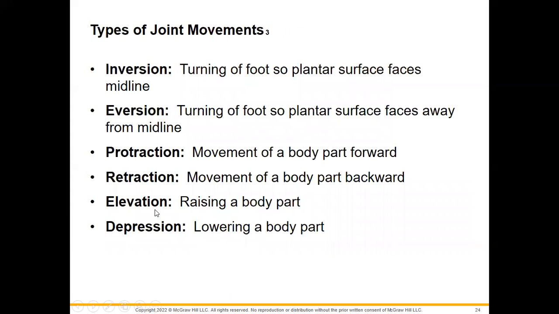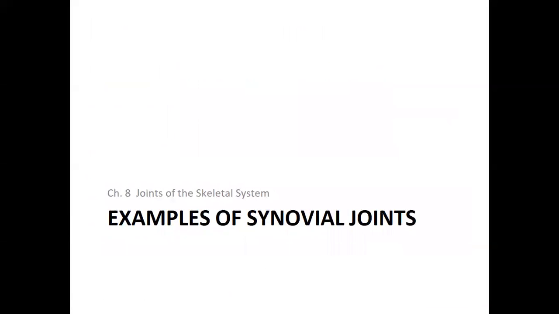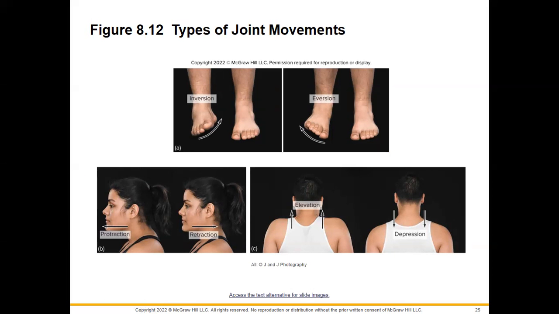Elevation and depression. Elevation is when you raise a body part or elevate that body part. Depression is when you lower that body part. So if you look at the shoulders, when you shrug your shoulders up, that's elevation. When you drop your shoulders down, that's depression. And those are your joint movements.